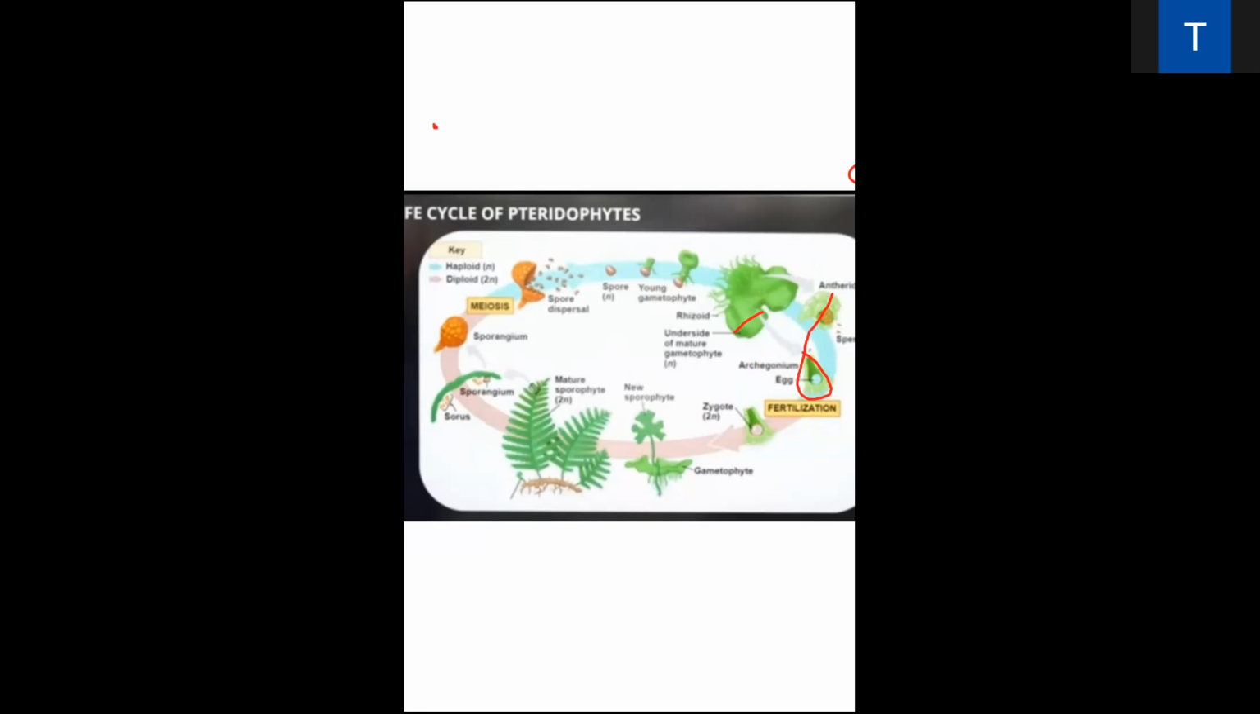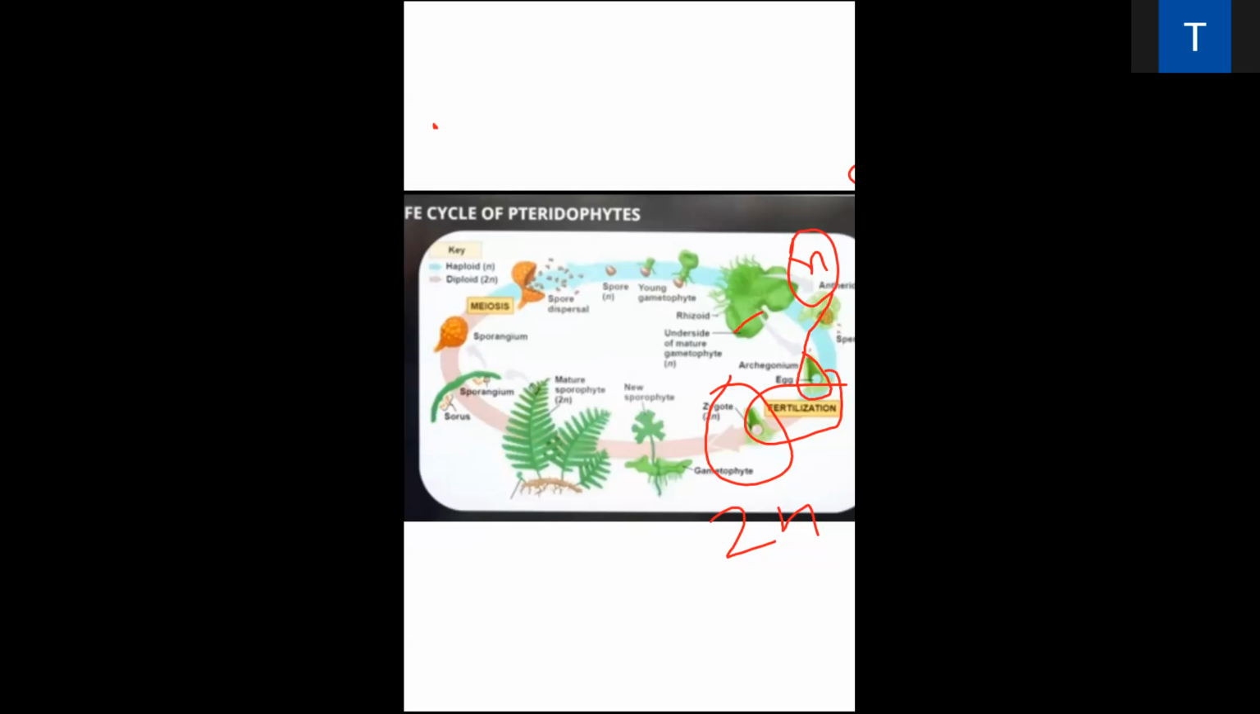Fertilization will happen here. Fertilization takes place and a zygote is formed, which is 2n. Here the sperm is n, haploid, and the zygote is 2n. That means the chromosomes are 50 from the father and 50 from the mother. Is it clear, everybody?